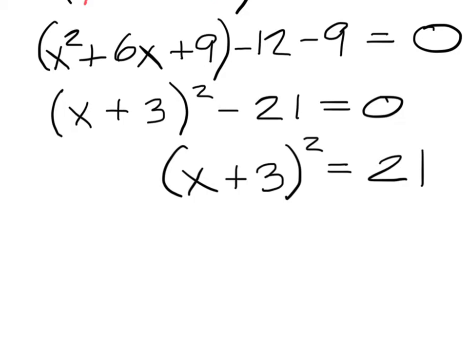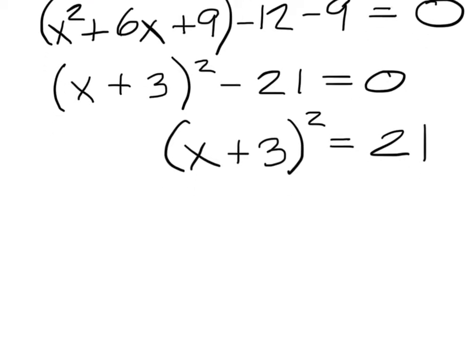Okay, but that x is with a plus 3, and not only that, both the x and the plus 3 are surrounded by parentheses, and that quantity is squared. How can I undo a quantity squared? What's the reverse operation of squaring a quantity? Square root. So the square root of this and the square root of that.